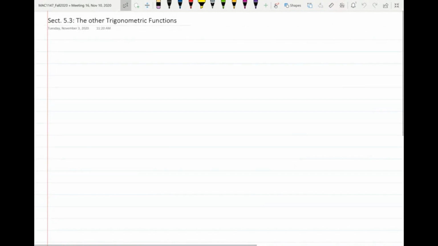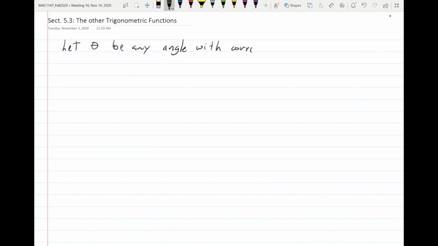So let me do that. That's what section 5.3 is about: these remaining trigonometric functions and the relationships that they have with each other. Again, the setup is going to be the same. We are working with the unit circle. Let's suppose that you have any angle. Let theta be any angle with corresponding point P, which equals x comma y on the unit circle, as usual.